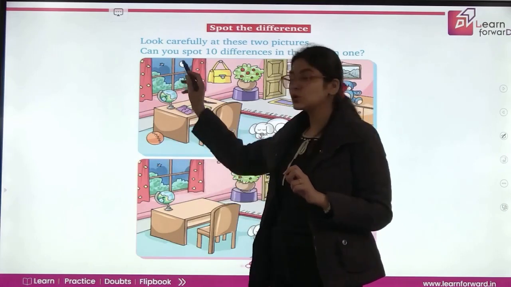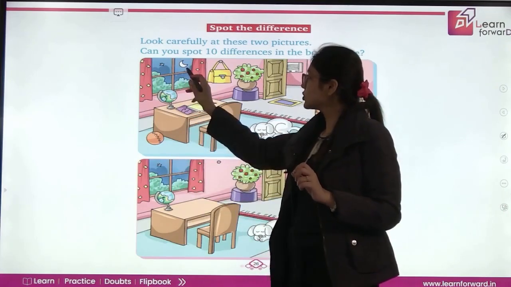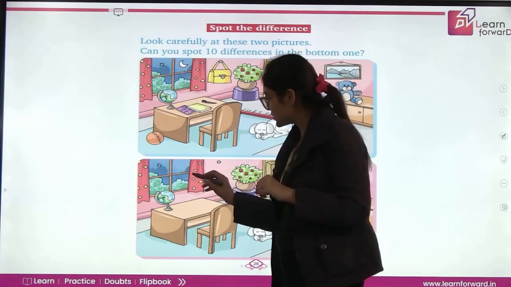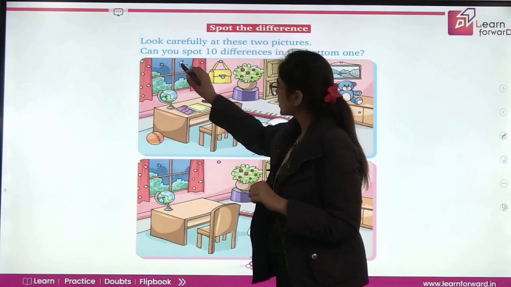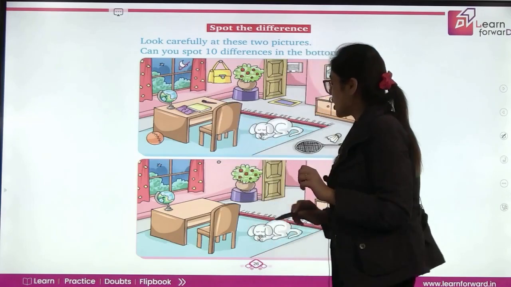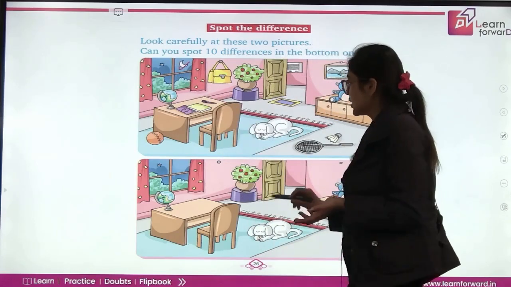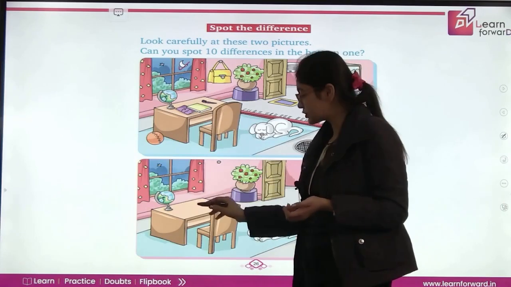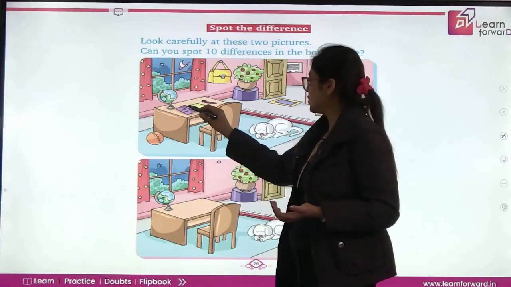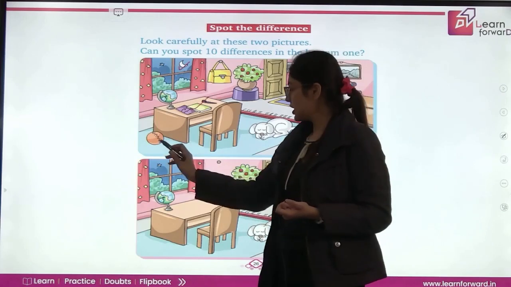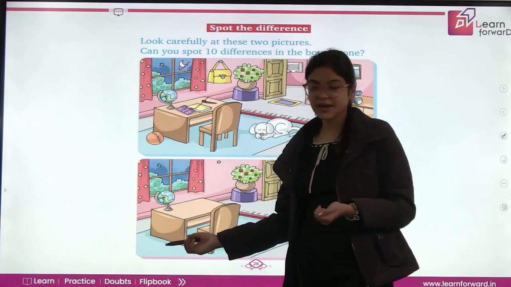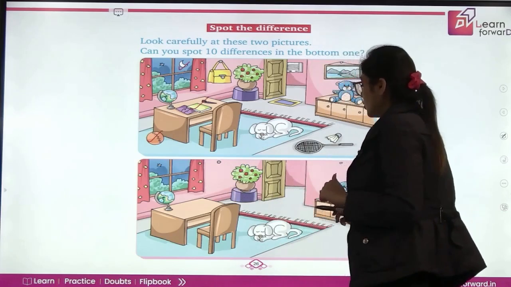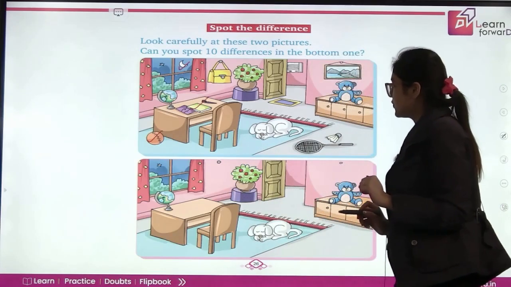कंपेयर करेंगे इन दोनों विंडोज को. So in this window we have a moon but here there is no moon. So one difference is there. Now what is the second difference? Let's check this. So there are no books on the table. इस पिक्चर में तो कोई बुक्स नहीं है. So ये डिफरेंस है. Now there is no ball in the second picture. So 3. Now we will find another difference.